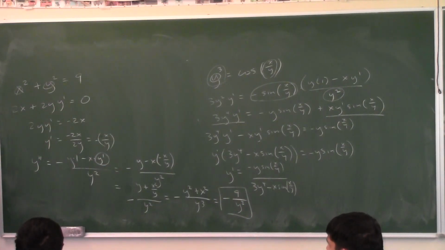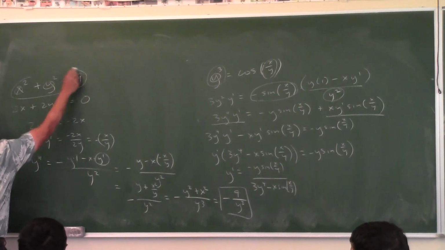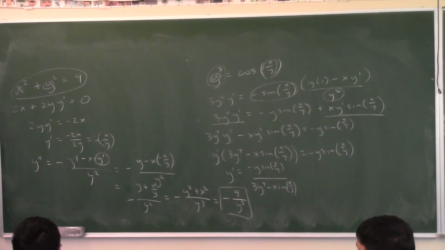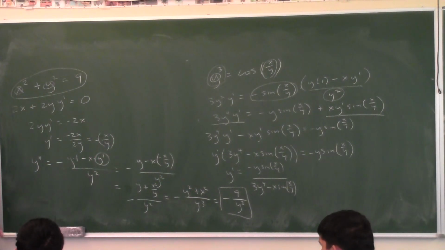Where did that 9 come from? Oh! X squared plus y squared is 9. Wow. That's beautiful. That's elegant. That brings tears to my eyes. Alright, let me pass on the test.